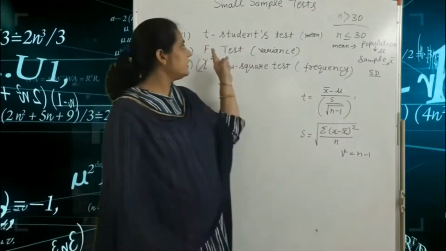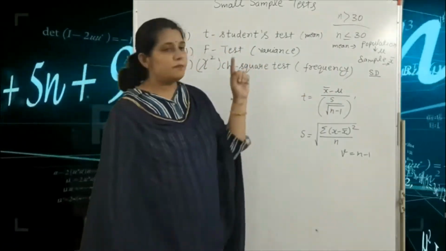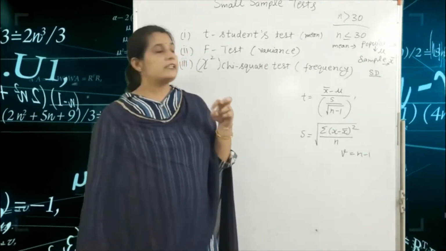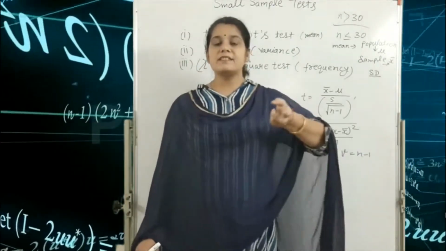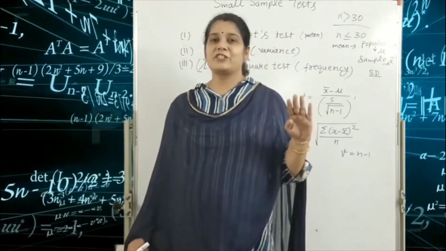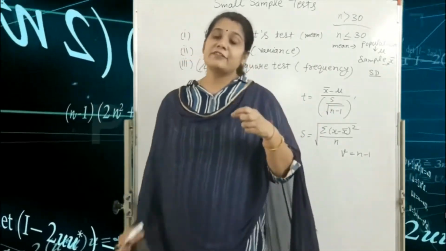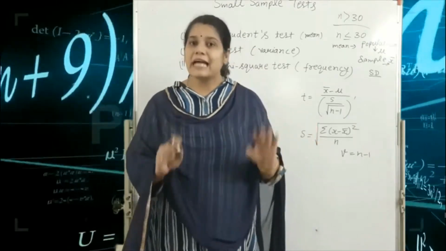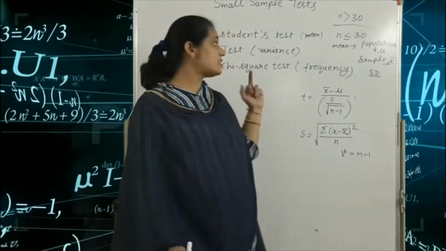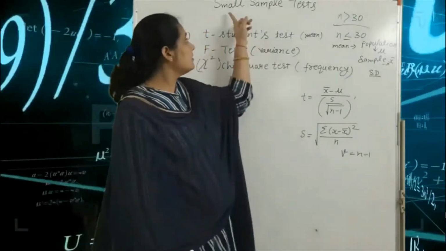That means in the T student test, we are given two means, the population mean and the sample mean, but the standard deviation is given only in sample form. The sample standard deviation is given, not the population standard deviation. So if your population standard deviation is not known, we use the T student test.